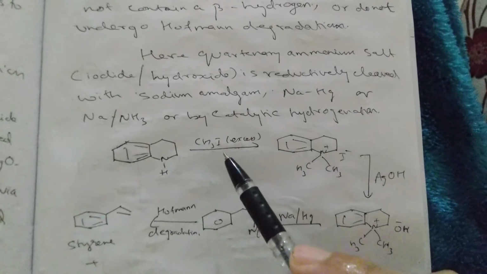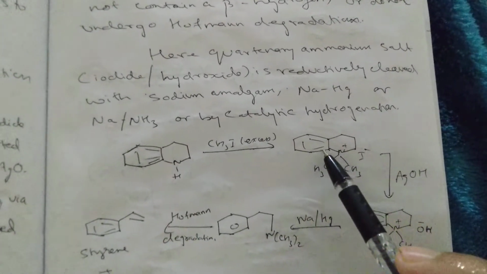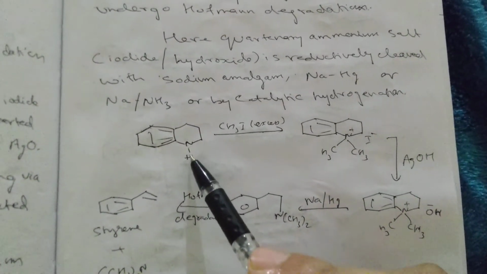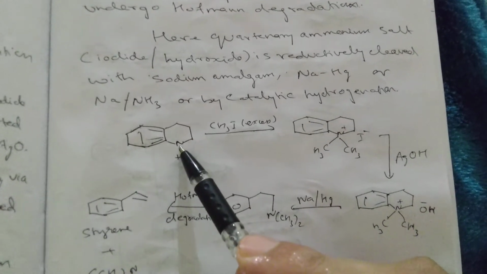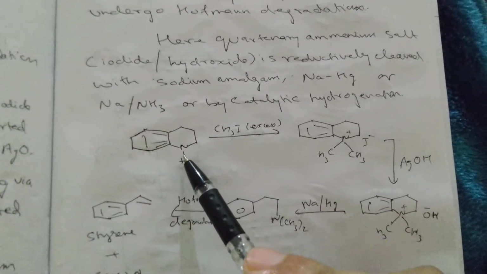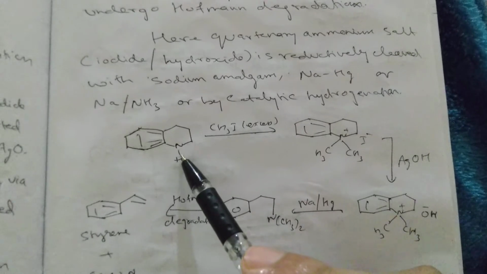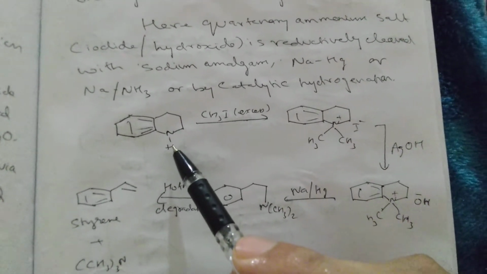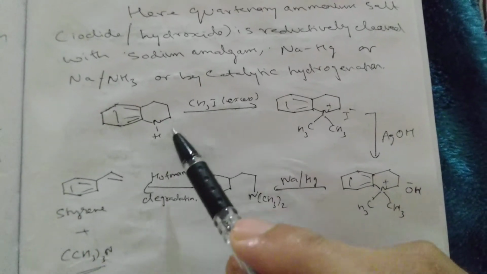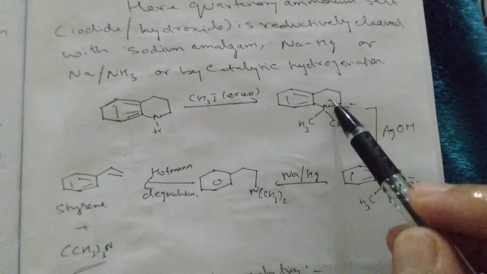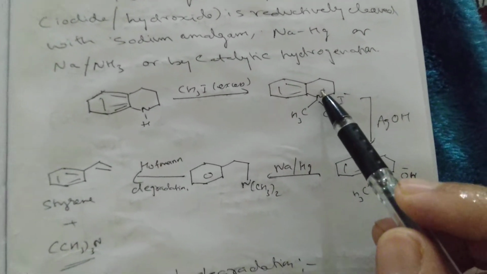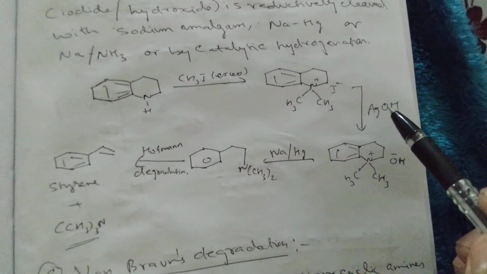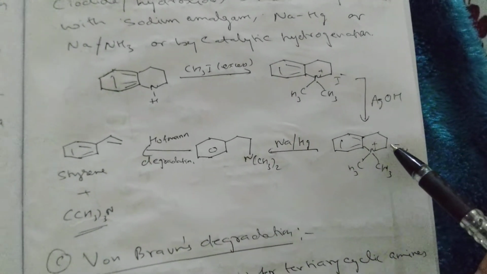So here again you react with CH3I in excess. Because here it was a secondary amine, you can see hydrogen is there on the nitrogen. If zero hydrogen, then it is tertiary amine. When one hydrogen, secondary. When two hydrogens, primary. So it reacts with CH3I and you get the quaternary iodide, and then similar to Hofmann, you react with AgOH, you get OH minus.